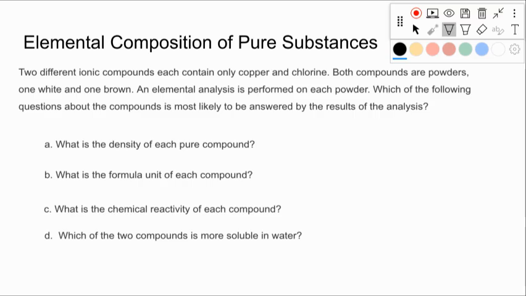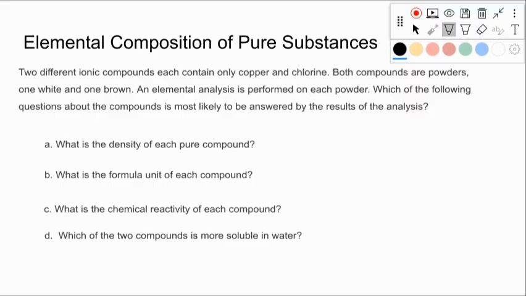Now, in this one, it says 2 different ionic compounds contain only copper and chlorine. Both compounds are powders, one white and one brown. An elemental analysis is performed on each powder. Which of the following questions about the compounds is most likely to be answered by the results of the analysis?